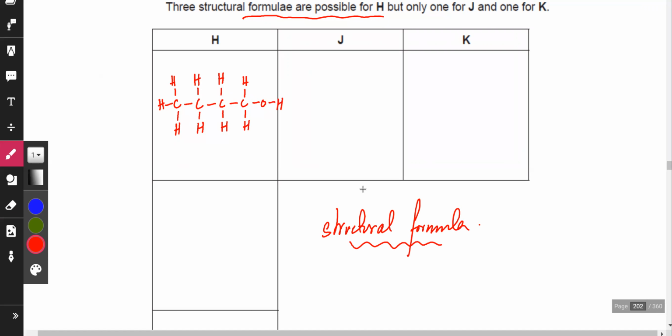Okay, so structural formula, remember, is a general term. Any formula that shows the structure of a molecule is a structural formula. You could have shown the skeletal formula: 1, 2, 3, and 4 carbon atoms, and on the fourth there's an OH. That is also a structural formula. Or the condensed version would have been CH3, CH2, CH2, another CH2, and OH.